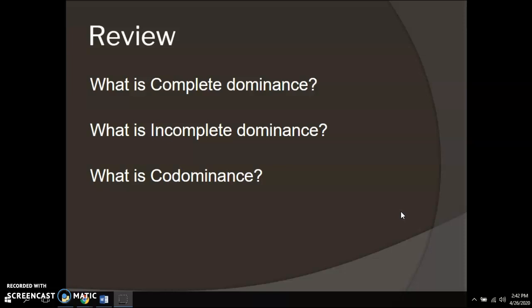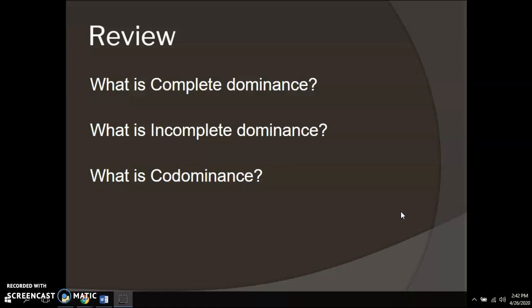And then the last one is, what is codominance? Codominance. All right, so codominance is where both alleles are going to be dominant, and so you'll actually express both of those. Neither one of them wants to lose the battle, right? They're going to both be fighting it out, and they're both going to win.